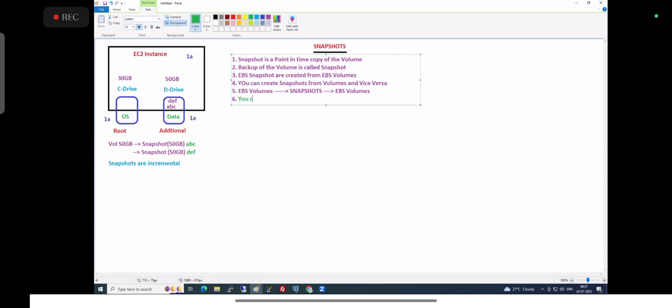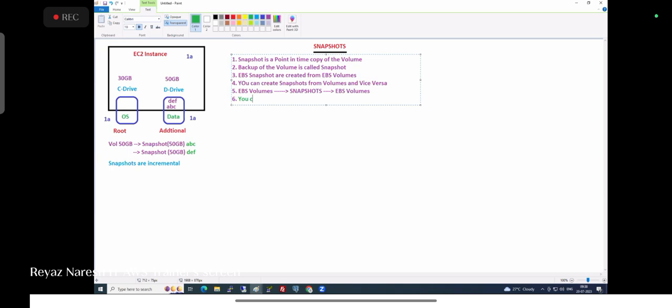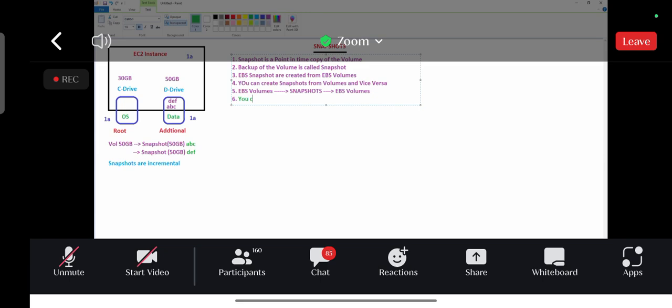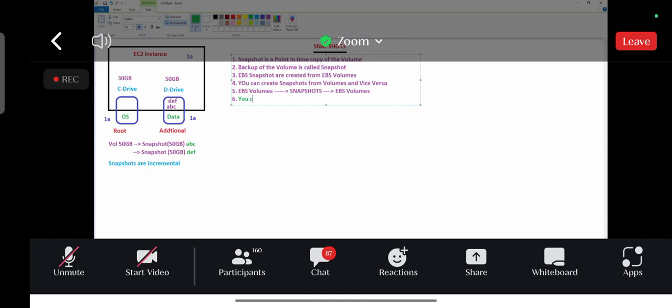There is a question. Are snapshots regional or global? We are talking about which service? EC2. Is EC2 regional or global? EC2 is regional, right? If EC2 is regional, then whatever is inside EC2 is regional or global? Regional. So everything in EC2 is regional, until we finish.